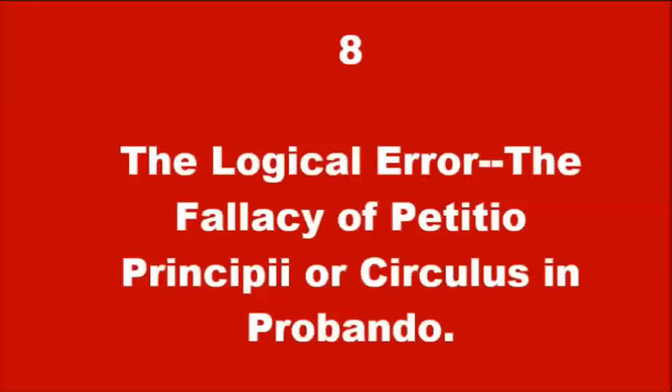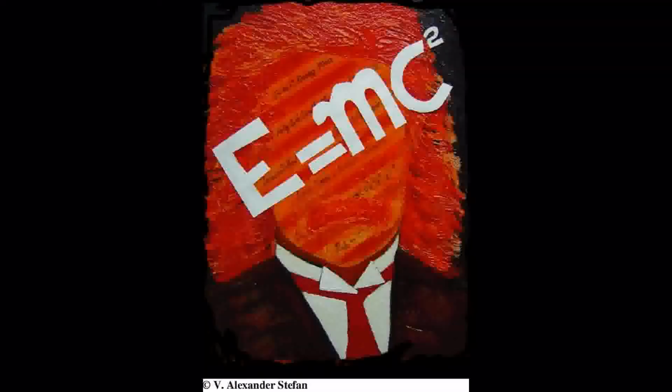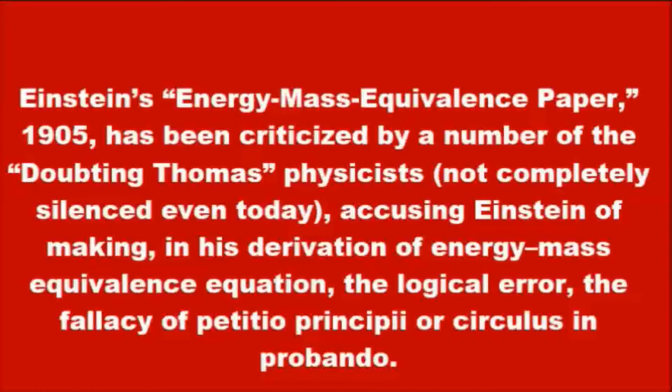The logical error, the fallacy of Petitio Principii or Circulus in Probando. Einstein's Energy-Mass-Equivalence Paper, 1905, has been criticized by a number of doubting Thomas physicists, not completely silenced even today, accusing Einstein of making, in his derivation of the energy-mass-equivalence equation, the logical error, the fallacy of Petitio Principii or Circulus in Probando.